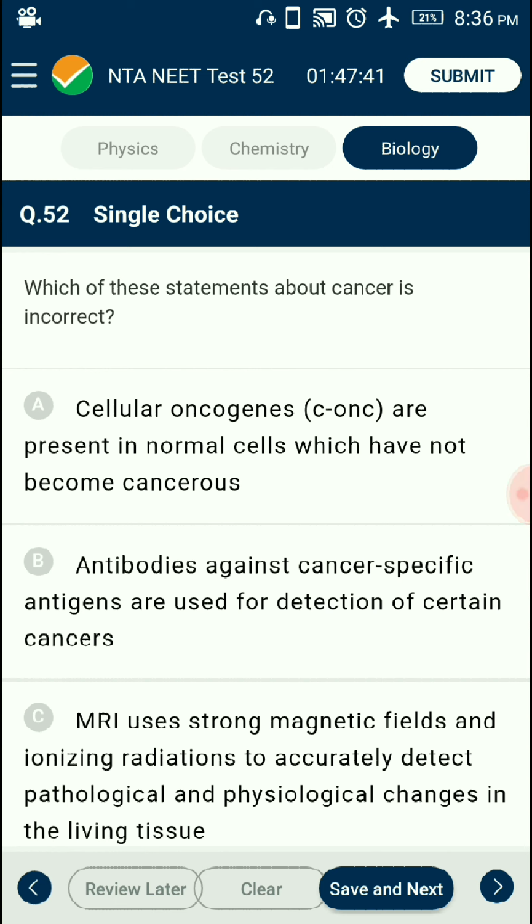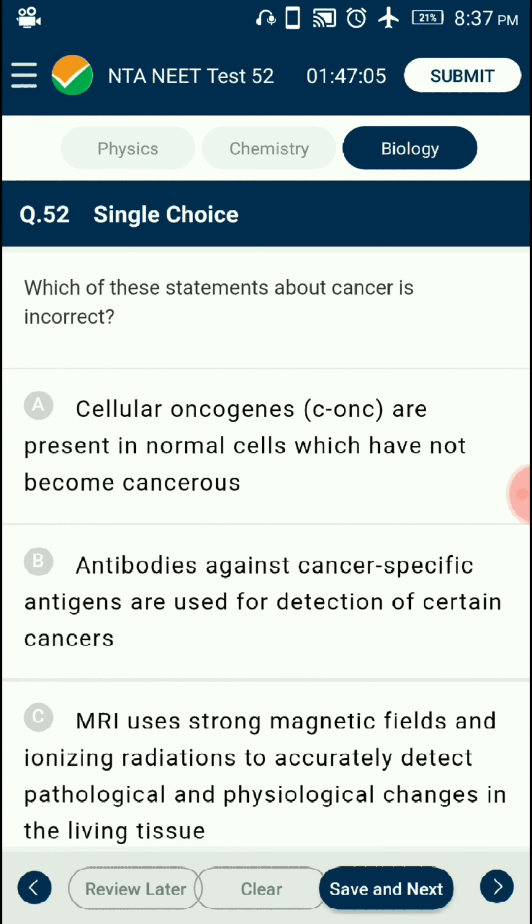MRI uses a strong magnetic field and non-ionizing radiations to accurately detect pathological and physiological changes in the living tissue. Antibodies against cancer specific antigens are also used for detecting certain cancers. Tumor cells have been shown to avoid detection and destruction by the human system. Therefore, the patients are given substances called biological response modifiers such as alpha interferons, which activate their immune system and help in destroying the tumors.